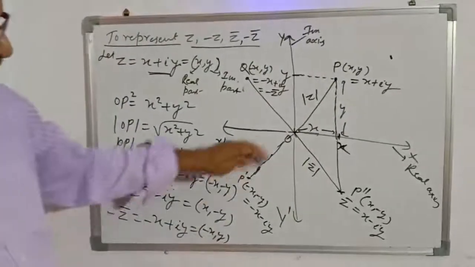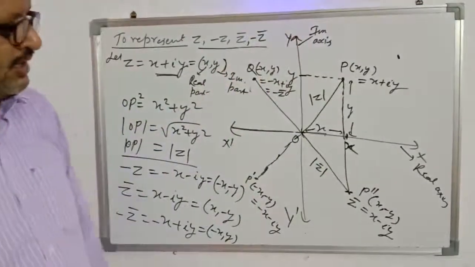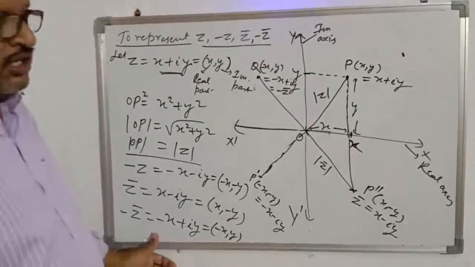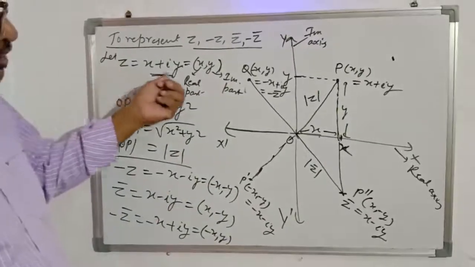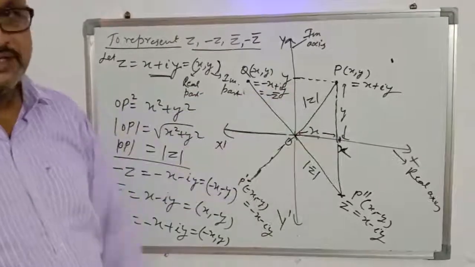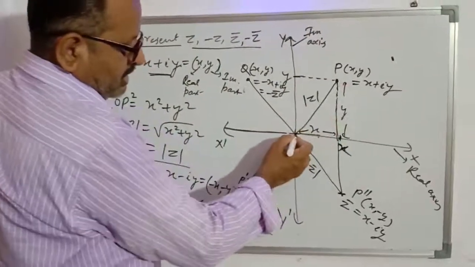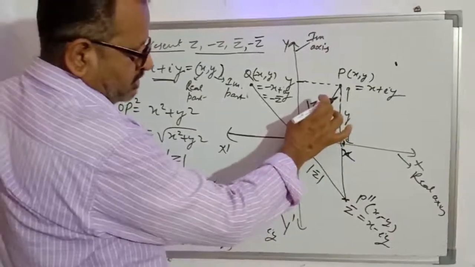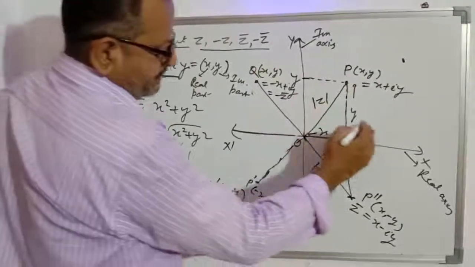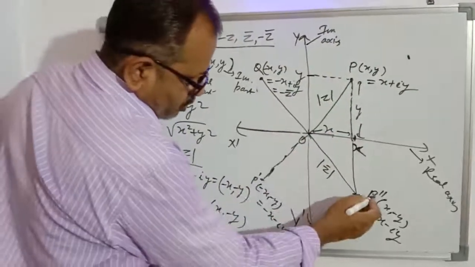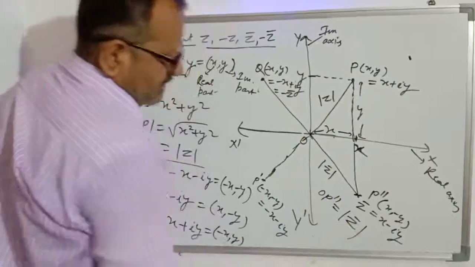In the complex plane, the x-axis is taken as the real axis and the y-axis is taken as the imaginary axis. As Cartesian coordinates are located in the plane, in the same way we can represent a complex number as a point in this complex plane. When we join the points with the origin, that gives the modulus of that complex number. So OP is the mod of z, and OP double dash is the mod of z bar.